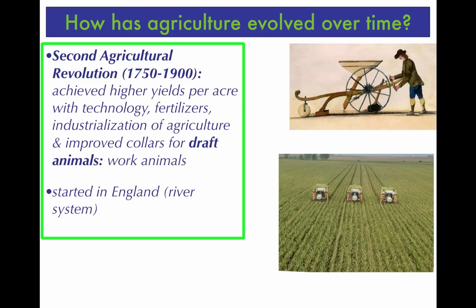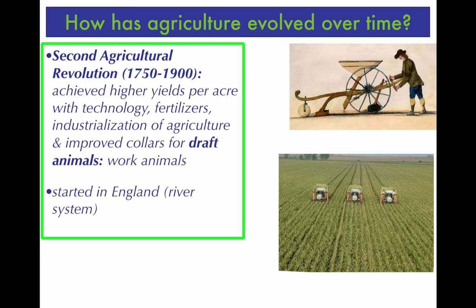So I'm giving you this very wide range of dates because the earliest transitions of the second agricultural revolution were just the utilization of technology. What really put this into high gear was that the second agricultural revolution coincided, meaning happened at the same time, with the industrial revolution. So let's now read the whole definition considering that. Second agricultural revolution achieved higher yields per acre, per area of land, with technology, fertilizers, industrialization of agriculture, and the improved collars for draft animals.